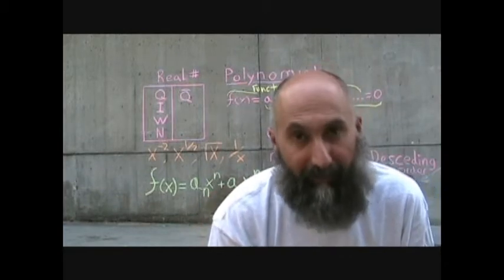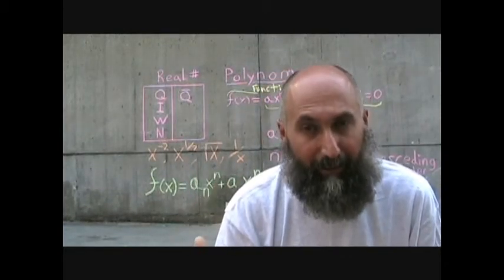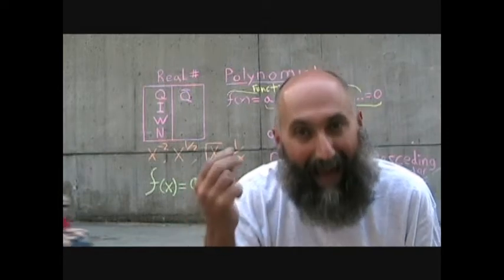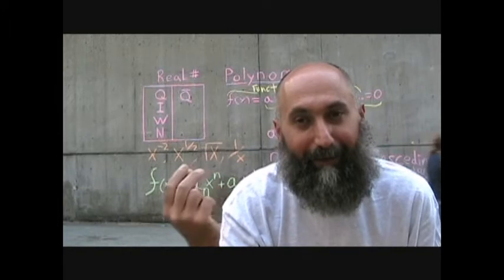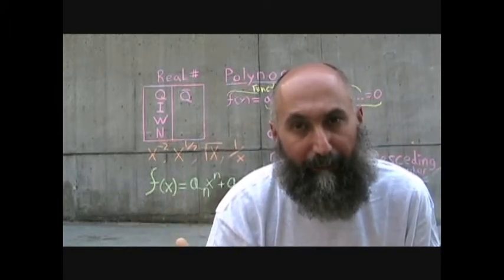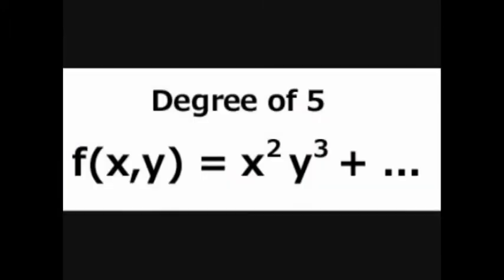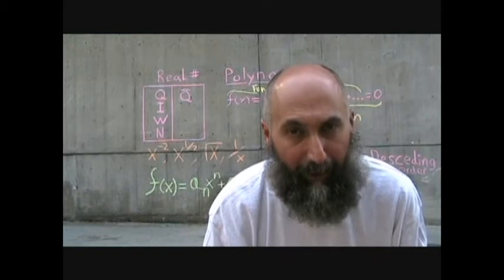If you have multivariable polynomials, multivariable functions, or equations, you add up the powers with the variables, and that becomes your degree. So for example, if you had x squared and y cubed as your highest powers, your first term, then you add the 2 and the 3 and it becomes degree 5. So that would be a polynomial function to degree 5, okay?